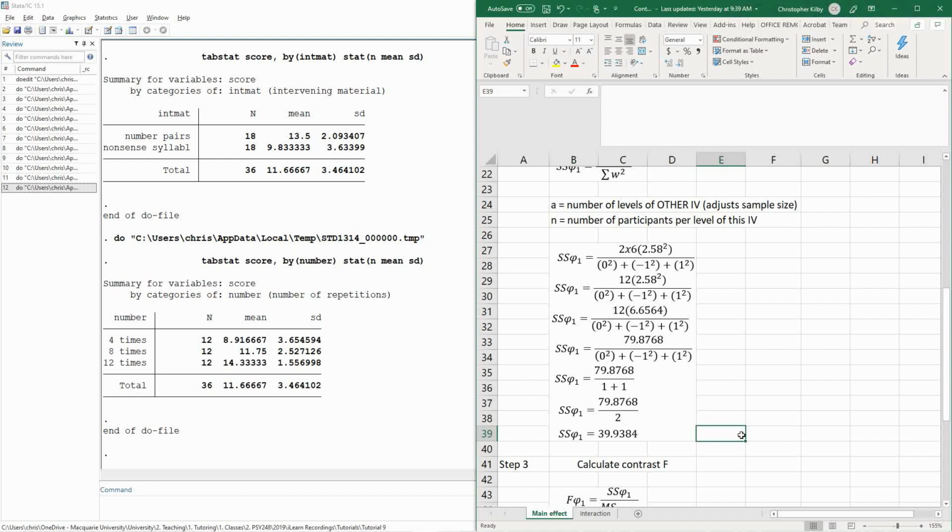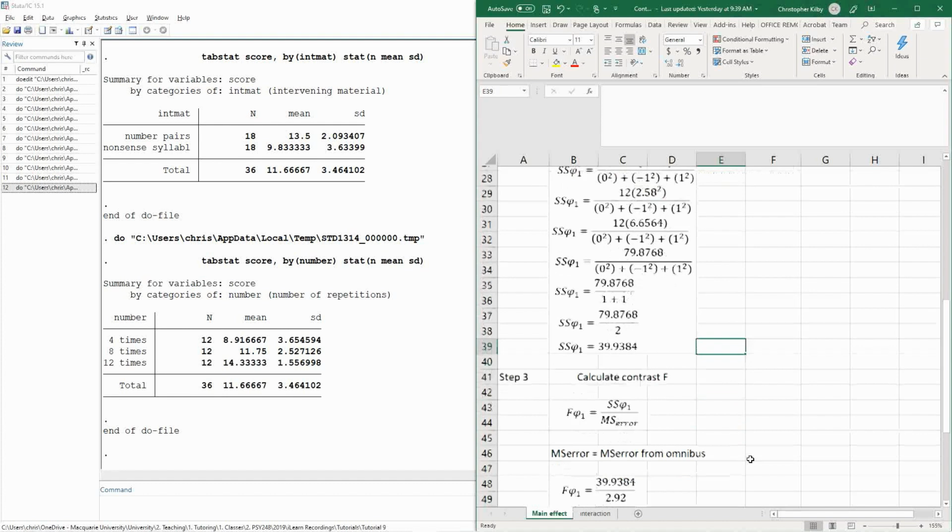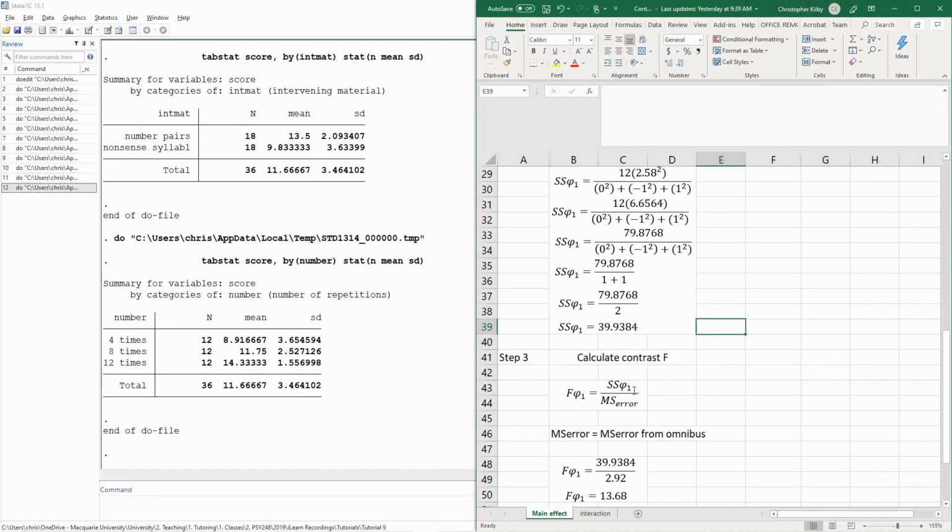So this is a really long process and it looks really scary. I get that. My recommendation is to do this as many times as possible and then use that as a way to practice and get comfortable, because once you do this a couple of times, it actually is really straightforward. Once I've got this, I then need to calculate my F. So I take my sums of squares and I divide it by my mean sums of squares error.